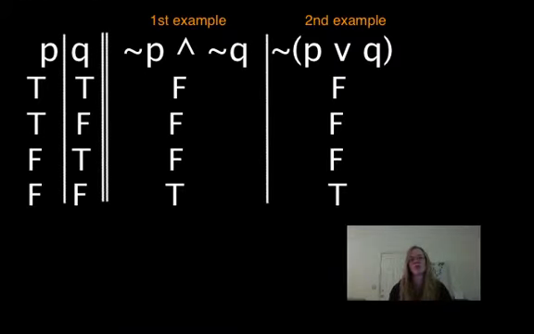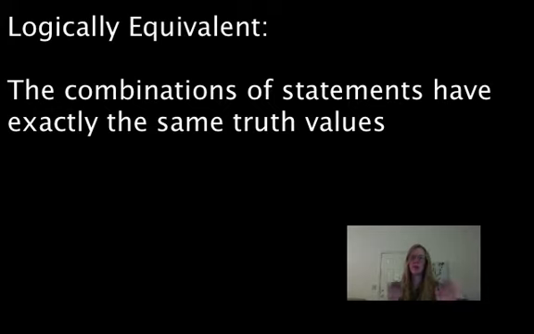So if we compare the last columns from our 2 truth tables, we can see that they look exactly the same. That means that these 2 statements, not P and not Q, and the statement not (P or Q), are logically equivalent because that last column in the truth table is exactly the same. Logically equivalent means that you could write either one of these statements and they mean exactly the same thing. They will have the same truth value. And we're going to use that fact later on when we start to write proofs.